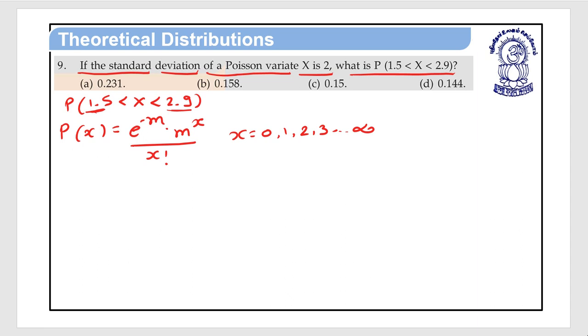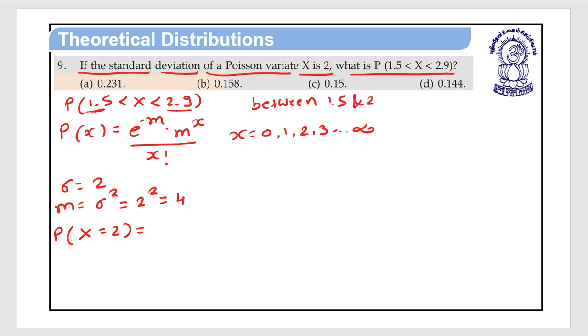The standard deviation of the Poisson variate X is sigma equal to 2, so m is equal to sigma squared, 2 squared, which is equal to 4. Probability of X equal to 2, because 2 lies between 1.5 and 2.9.